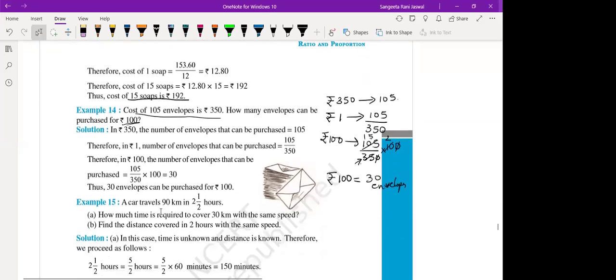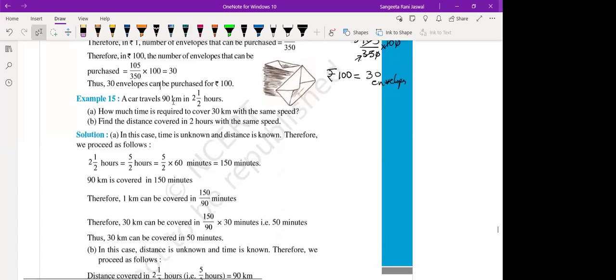Next example, the cost of 105 envelopes is rupees 350. How many envelopes can be purchased for rupees 100? Now see, this question is asked in another way. In rupees 350, you can purchase 105. The question is asked in a different way, so the writing is also done the same way. So in 1 rupee, how many envelopes can be purchased? 105 by 350. So in 100 rupees, how many can you purchase? Multiply by 100. Are you understanding this?